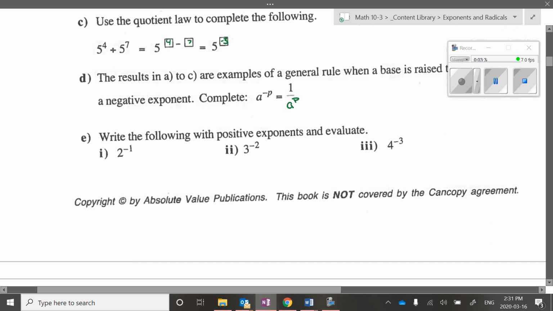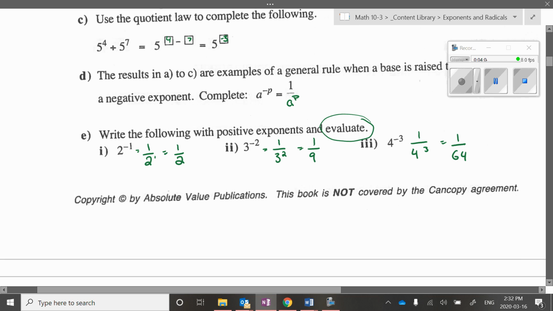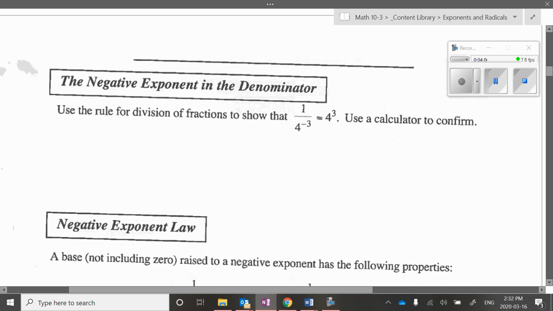So these next ones, write the following with positive exponents and evaluate. That evaluate term means give us an answer without an exponent. So this is equal to 1 over 2 to the power of 1, which is then 1/2. 1/2 is your answer. This is 1 over 3 squared, which is equivalent to 1/9. 1 over 4 cubed, which is 1 over 64. Okay, turn the page.